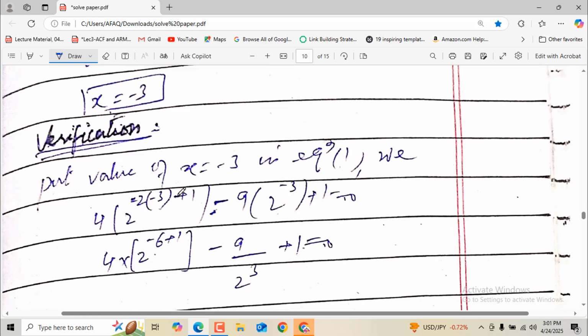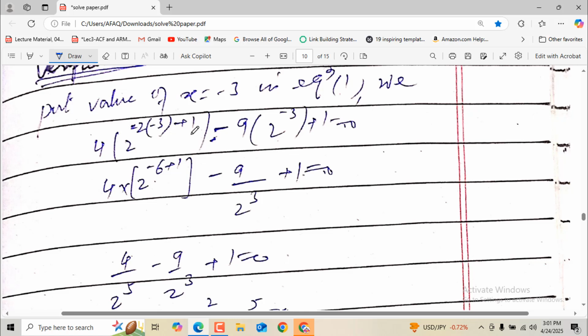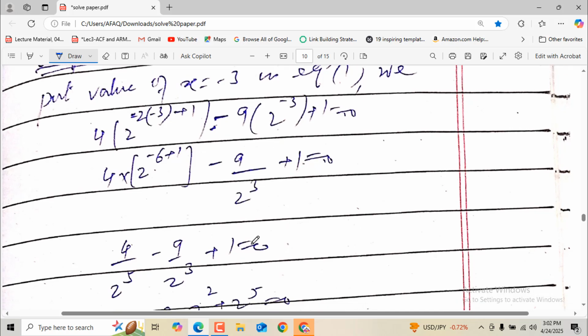Verification: again put the value of x in equation 1, we will get 4 times (2 raised to power 2 times minus 3 plus 1) minus 9 times (2 raised to power minus 3) plus 1 is equal to 0. 4 into (2 raised to power minus 6 plus 1) minus 9 by 2 cubed, as the sign is negative, so we will bring it to the denominator with positive sign. Plus 1 is equal to 0.